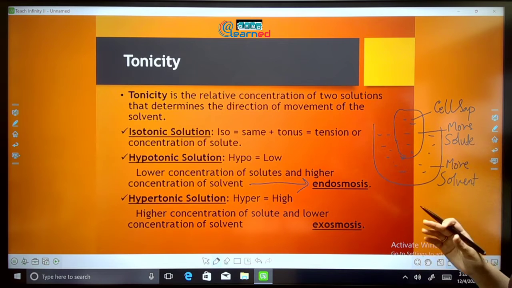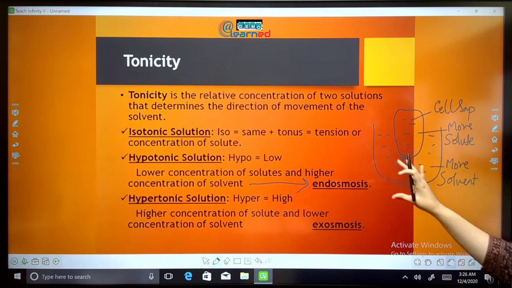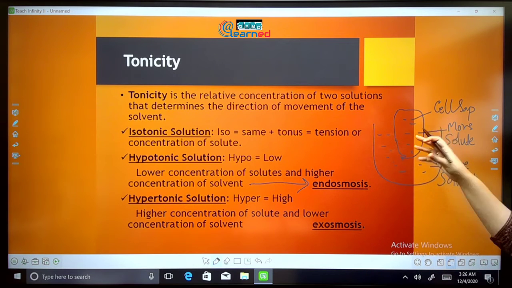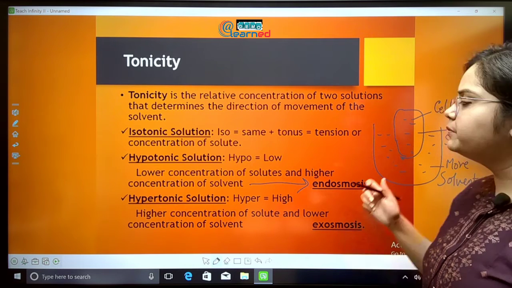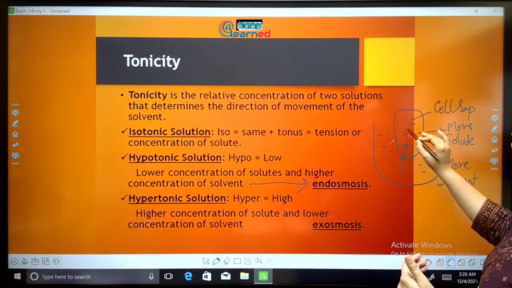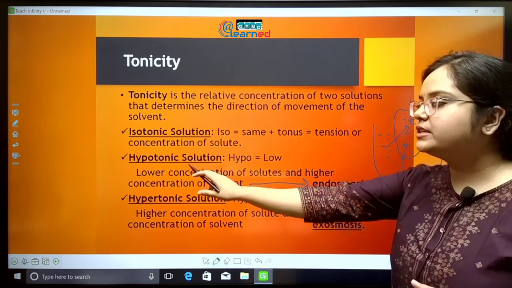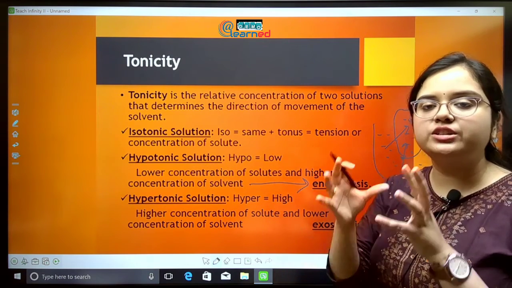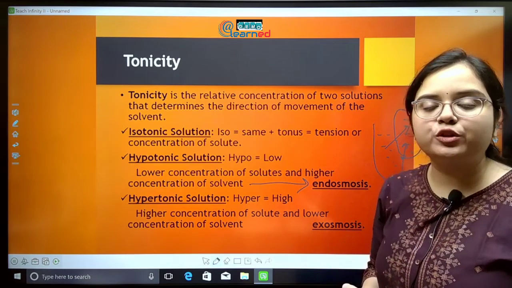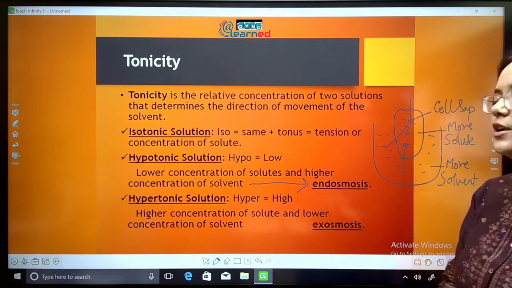I hope it is clear. More or less you have to know the medium is very watery, less solute, more watery. So, you know that from the region of its high concentration, water will move into the cell and endosmosis will take place. So, if you put a cell in a hypotonic solution, a solution containing less solute and more solvent molecules, the cell will take up the water by osmosis.